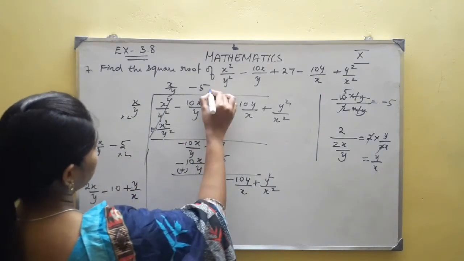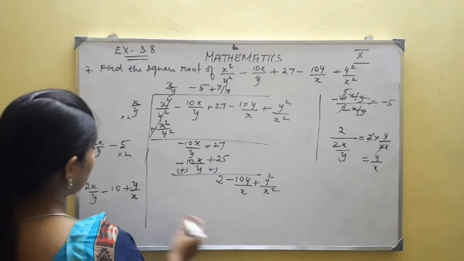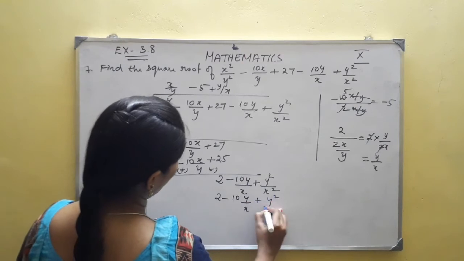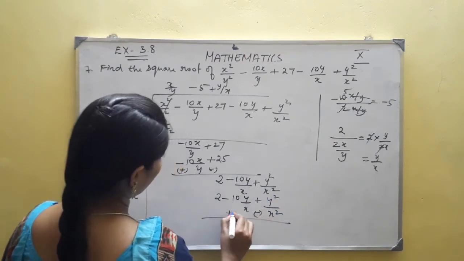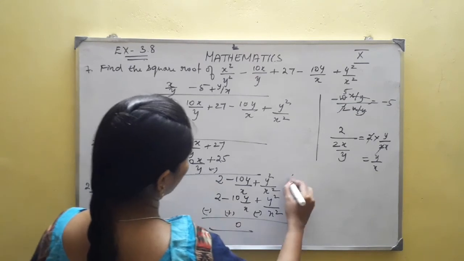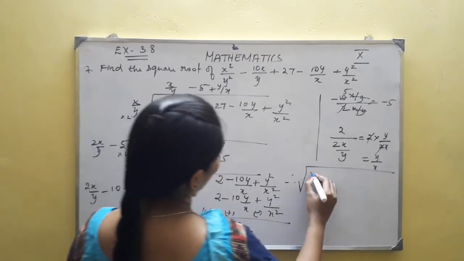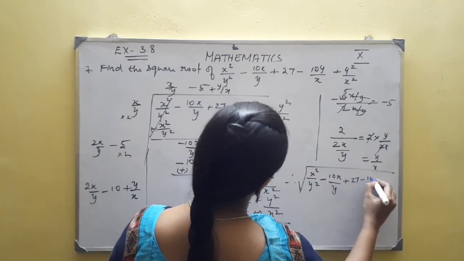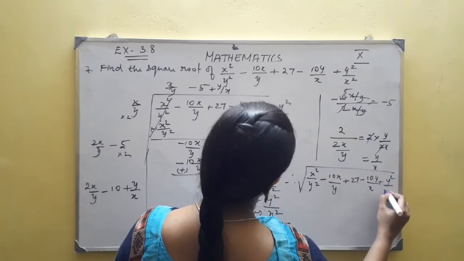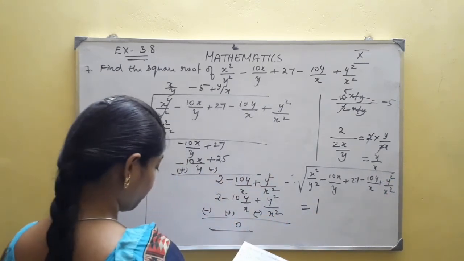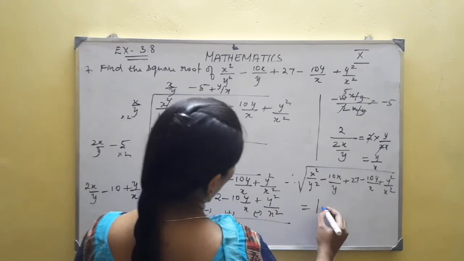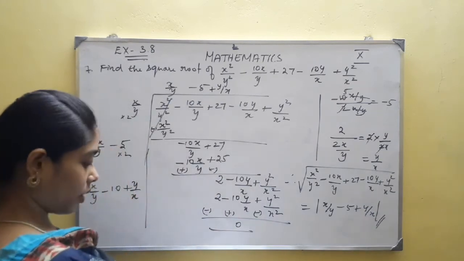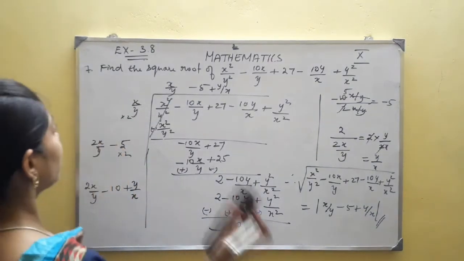Y by x plus y by x. If you multiply this, you will get 2 minus 10y by x plus y square by x square. Again, if you change the sign, you will get 0. Conclude a solution as square root of x square by y square minus 10x by y plus 27 minus 10y by x plus y square by x square equal to modulus of x by y minus 5 plus y by x. Okay, so this is the required square root of a given polynomial.